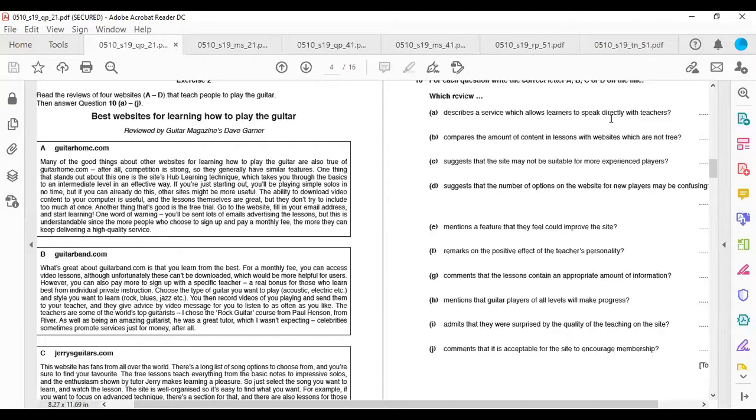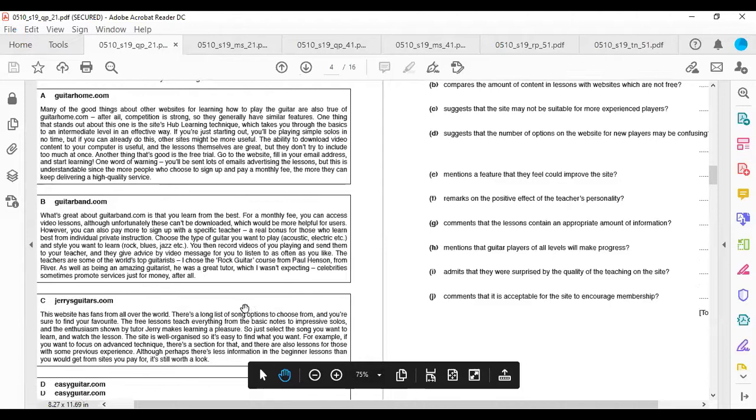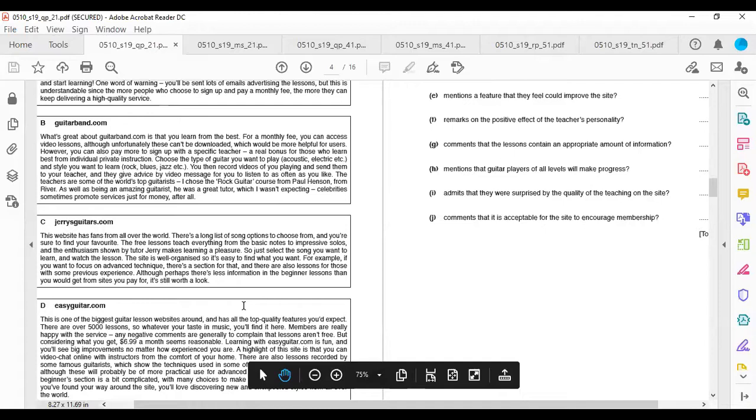For example, which text here has a service that allows learners, the students, the people who are interested in playing the guitar, to speak directly, to talk or chat with their instructors or teachers or trainers? In this case, you need to know it is something about talking directly to the teacher, or talking immediately, or chatting right away. When you go over the text here, you'll find this maybe in C or something, where they can chat with their teachers. It allows them to chat directly with the teachers.